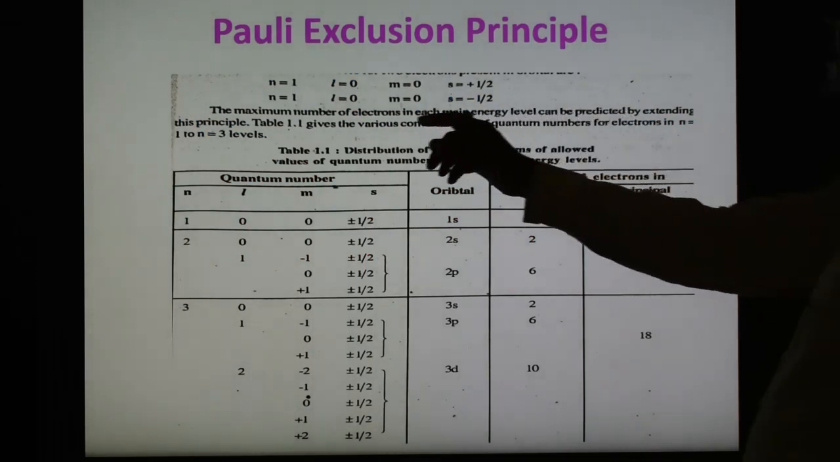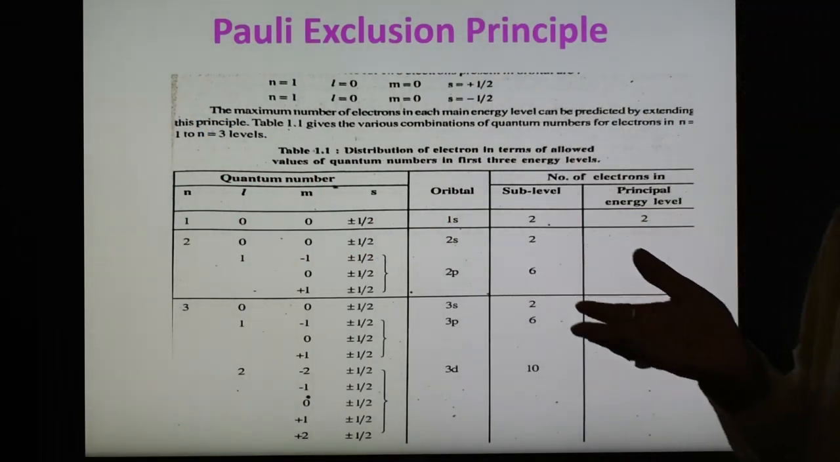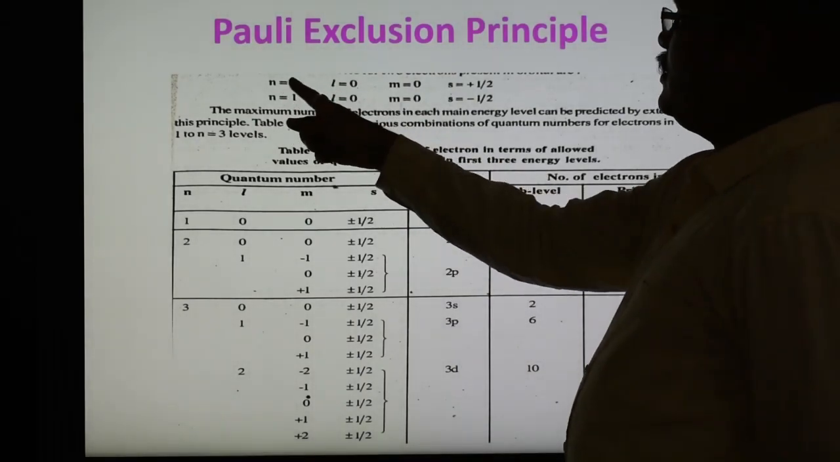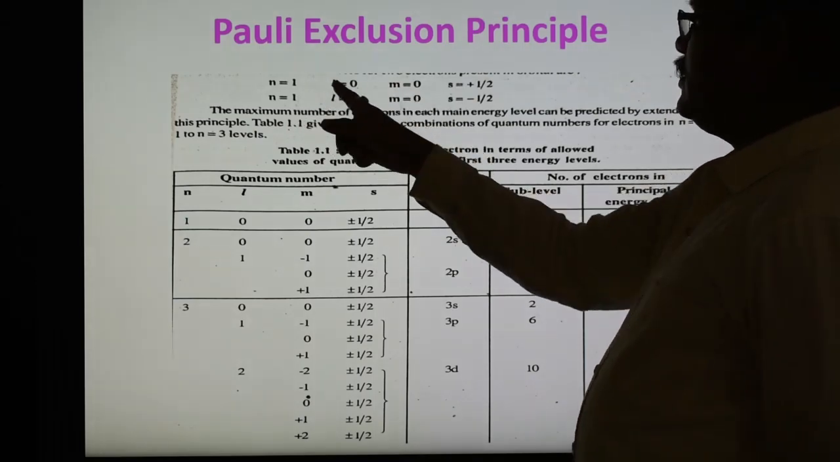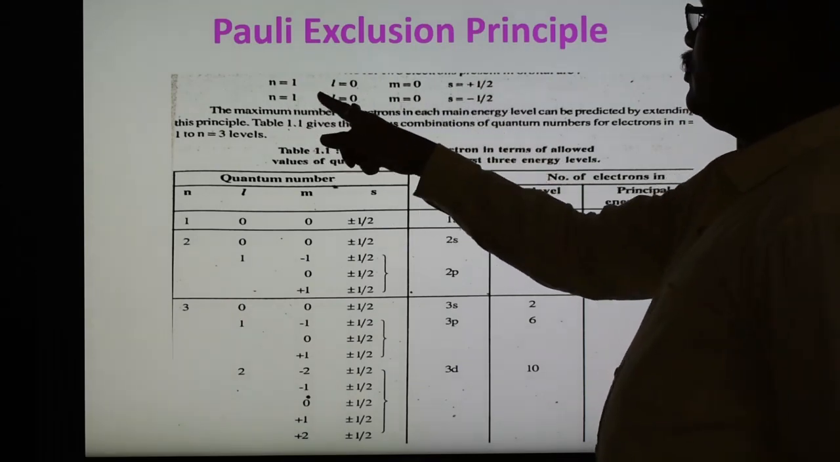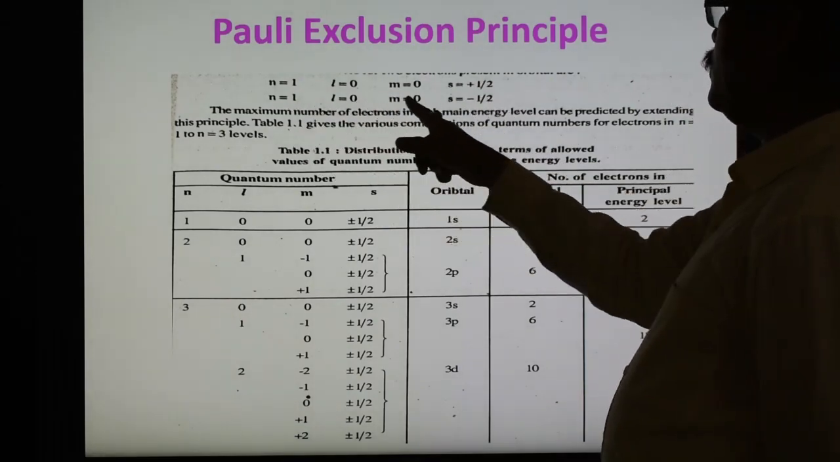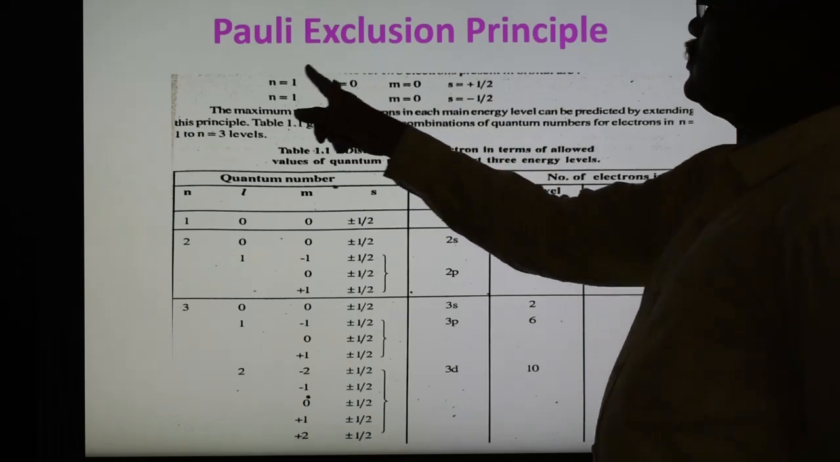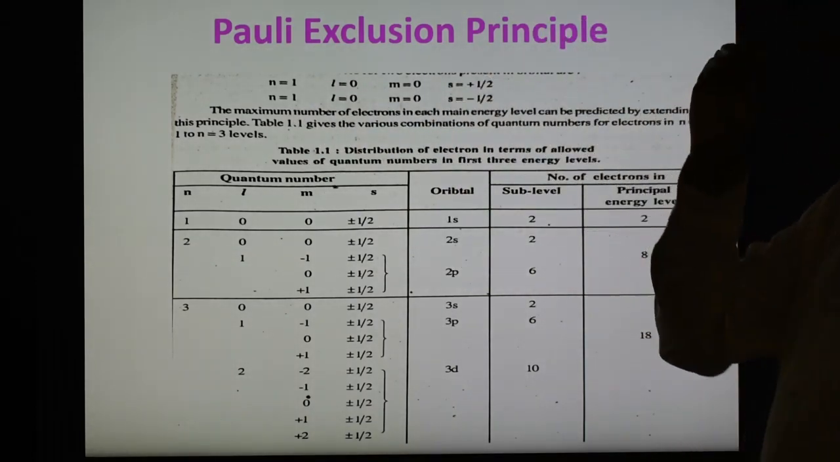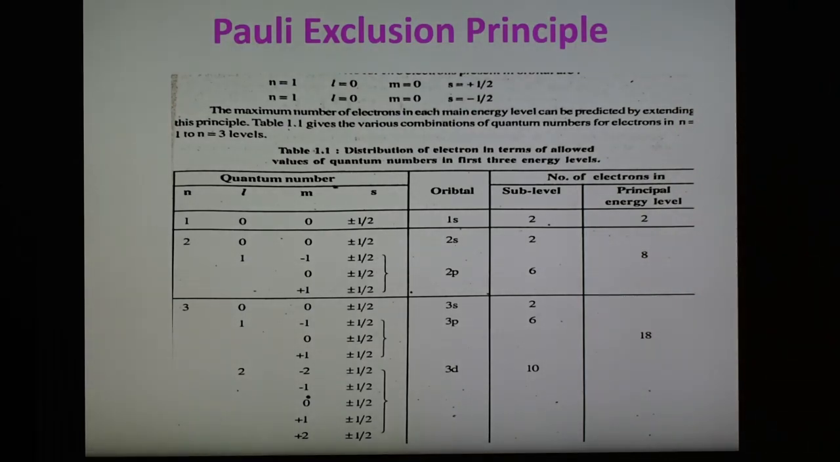Here it is shown that the K shell contains 2 electrons, and if there are 2 electrons, they should have opposite spin in the orbital. For the first electron, n is 1, l is 0, m is also 0, and s is plus 1 by 2. For the second electron, n is 1, l is 0, m is 0, and s is minus 1 by 2. So the first 3 quantum numbers may be the same, but the fourth quantum number must be different. This is the statement of the Pauli exclusion principle: no two electrons can have the same values for all the four quantum numbers.